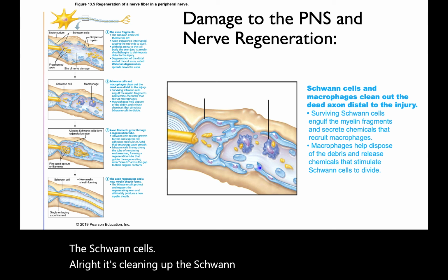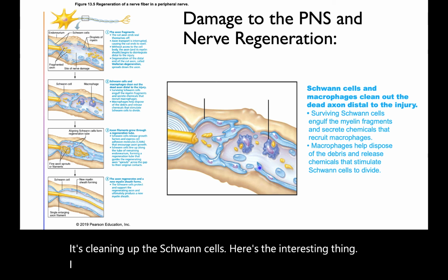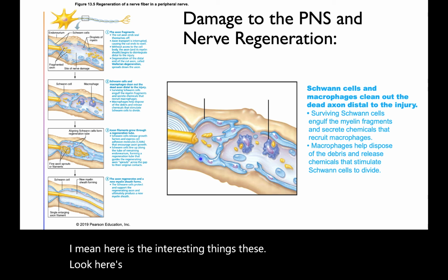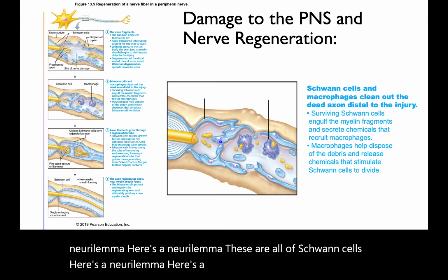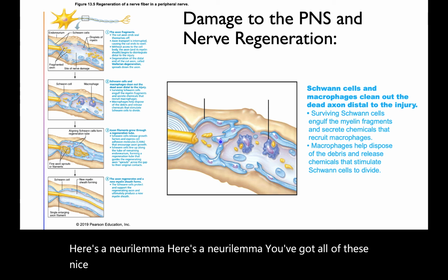Well, here's the interesting thing. Look, here's a neurolemma. Here's a neurolemma. These are all Schwann cells. Here's a neurolemma. You've got all of these nice little intact Schwann cells that are still present.